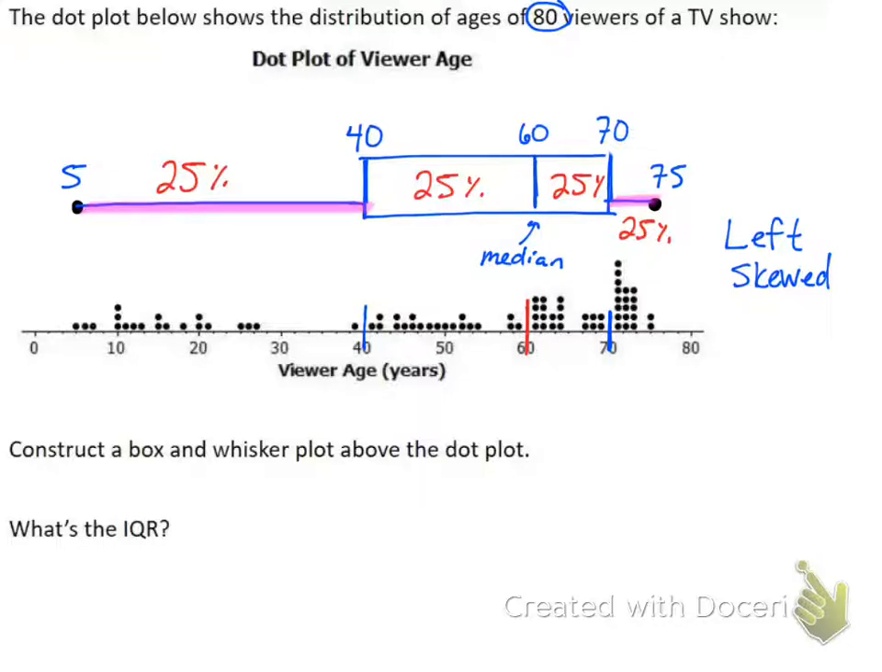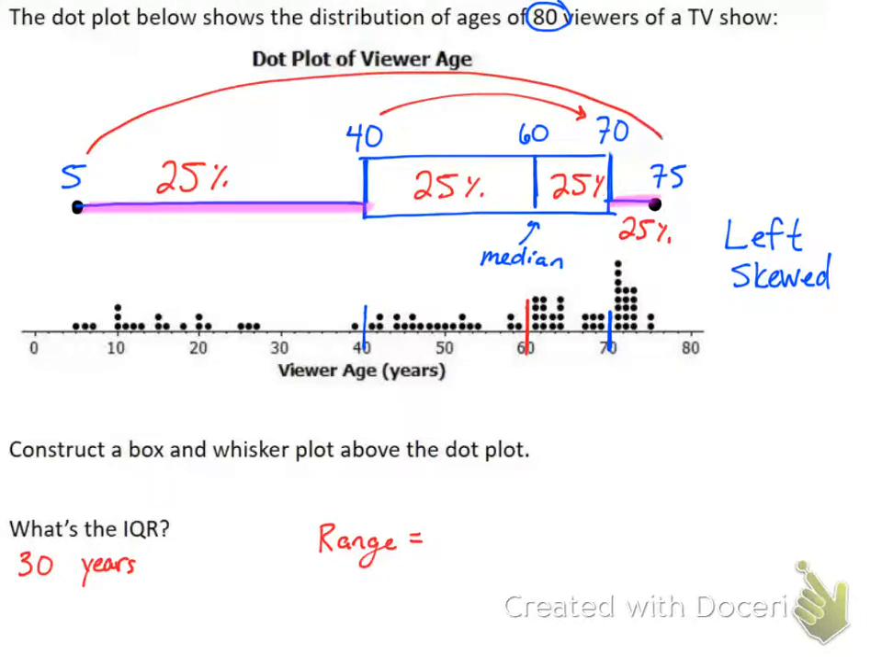My IQR, again, is going to be the distance or the length of my box. So going from 40 to 70 is 30 years long. My regular range, rather than my IQR, is the distance going from the minimum value, 5, all the way to the maximum value, which is 75. So that would be 70 years long.